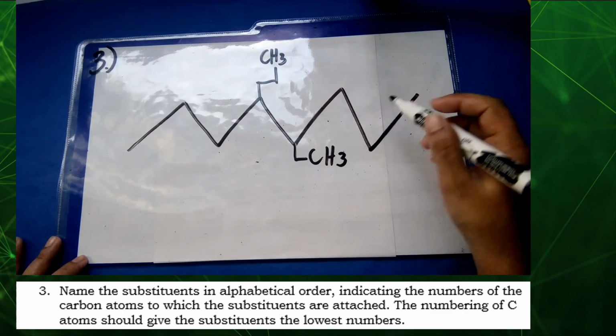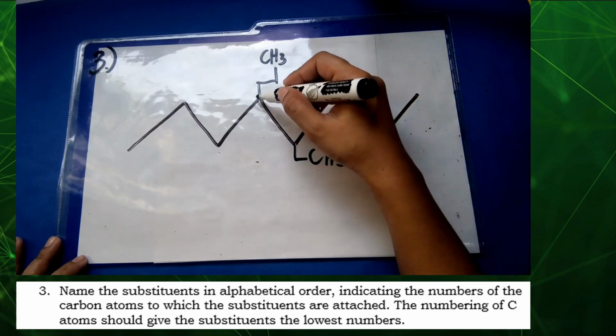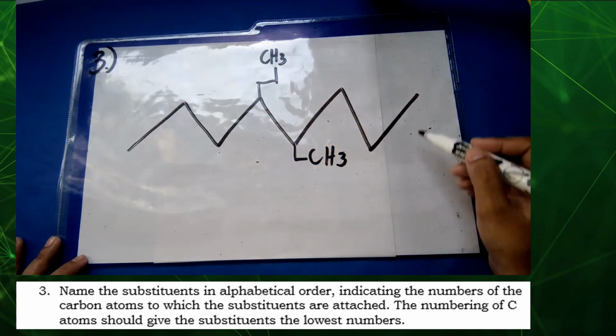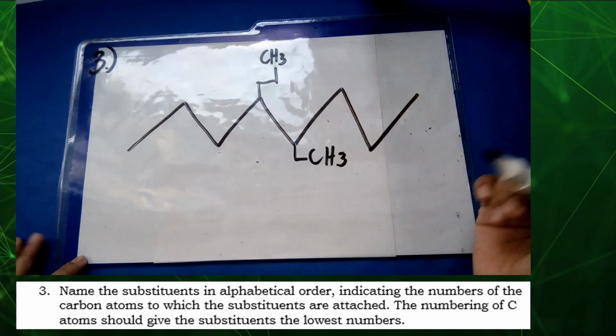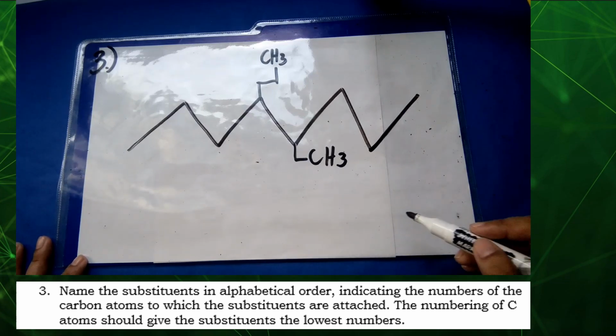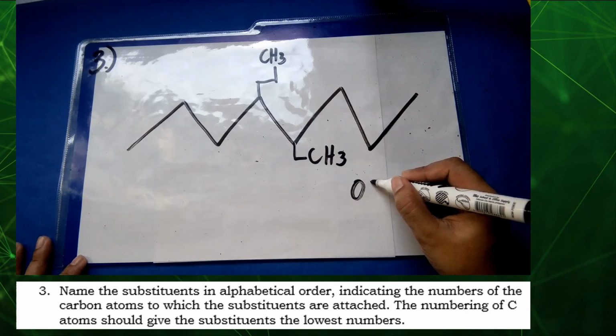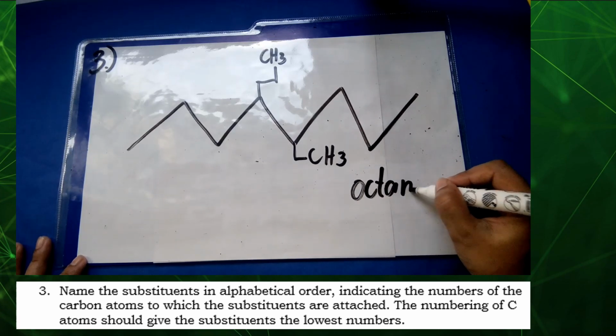Let us look at another way. 1, 2, 3, 4, 5, 6, 7. 1, 2, 3, 4, 5, 6, 7, 8. So 8 pa rin. So the longest chain contains 8 carbon atoms. And the name of that alkane is octane.